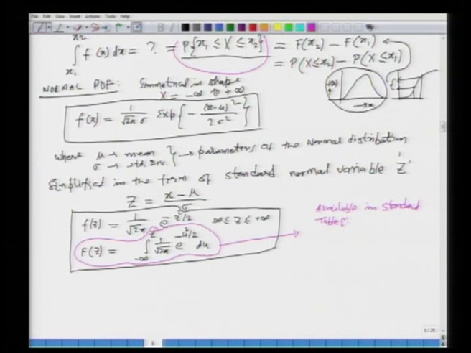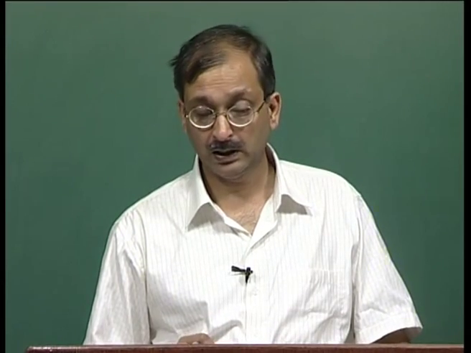Okay. What is available in standard tables? Values of z versus F of z. Okay. So, z is the standard normal variable and F of z is the cumulative distribution function. So, for this standard normal distribution, the CDF is available as a function of z, and this is available in the standard tables which you will find at the end of any book. Okay. So, it is very easy to use.